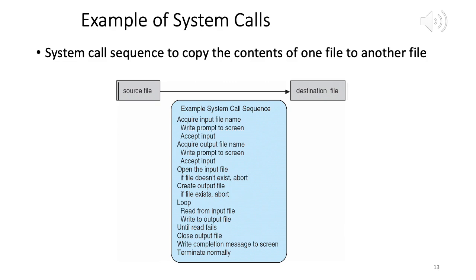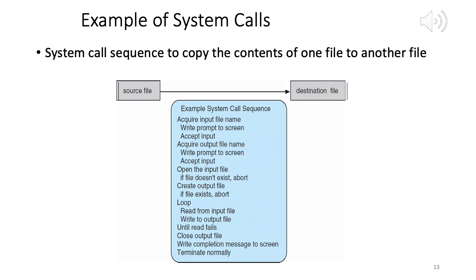If it's there, then the assumption is you don't want to write over it, so you abort. So it depends on the program. If you want to overwrite, fine. Loop: read from input file, write to output file. So you can use file read and file write functions in a loop. When do you stop this copy operation? You stop when you reach the end of input. So in a loop, read from input file, write to output file until read fails.